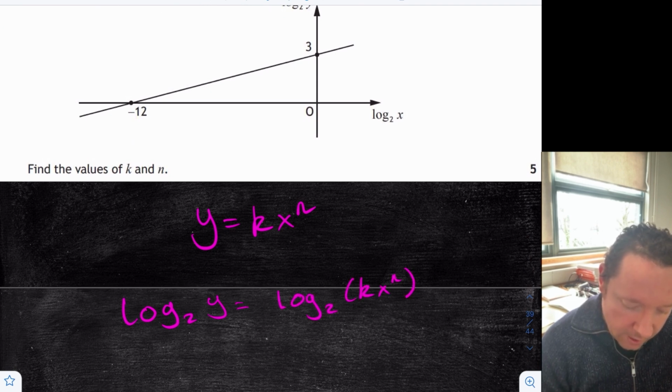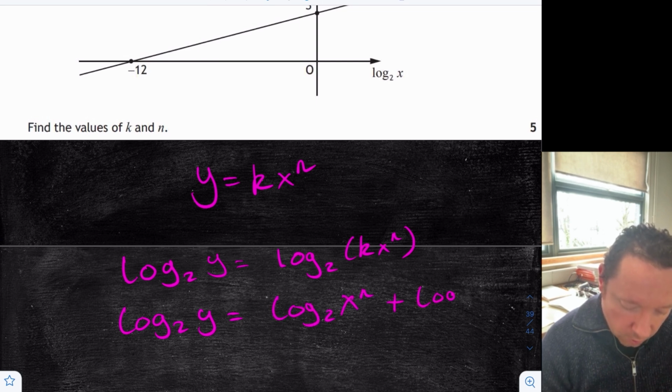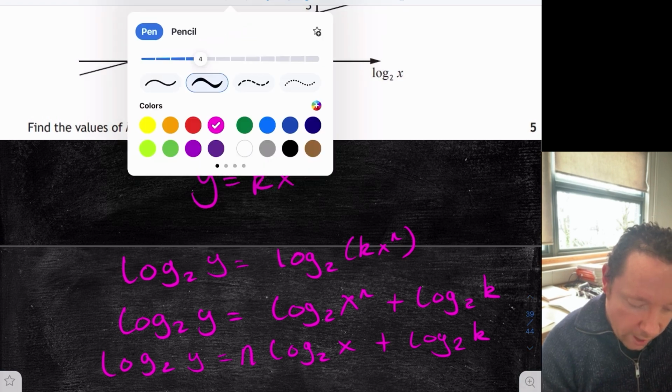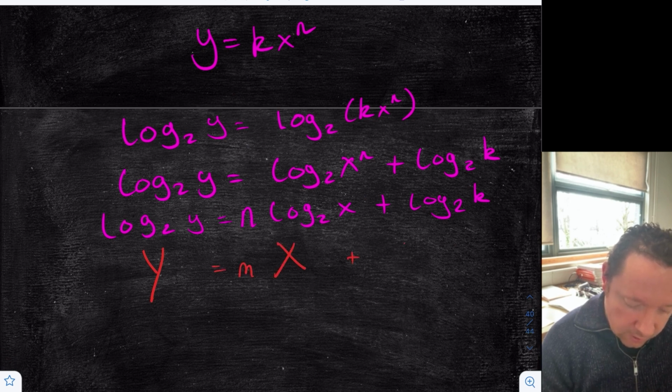kx to the n. Separating the product k and x to the n, I can say that log 2y equals, I'll write the x one first, log 2x to the n plus log 2k. So I can then write log 2y equals n comes down, log 2x plus log 2k. And that looks like now y equals mx plus c. That's like your big Y equals, that's like your mx plus c. So our gradient is equal to our n, and our c is equal to our log 2k.